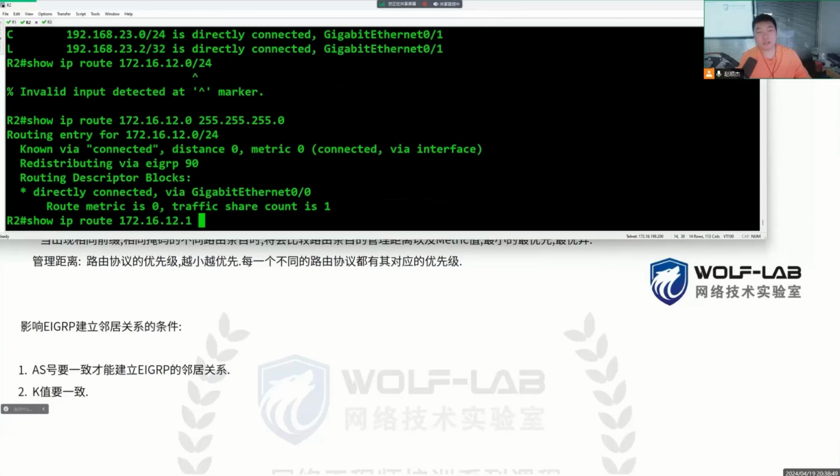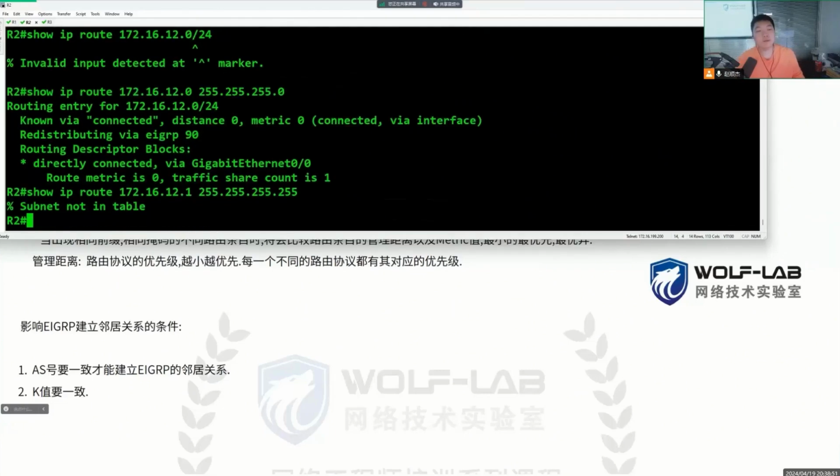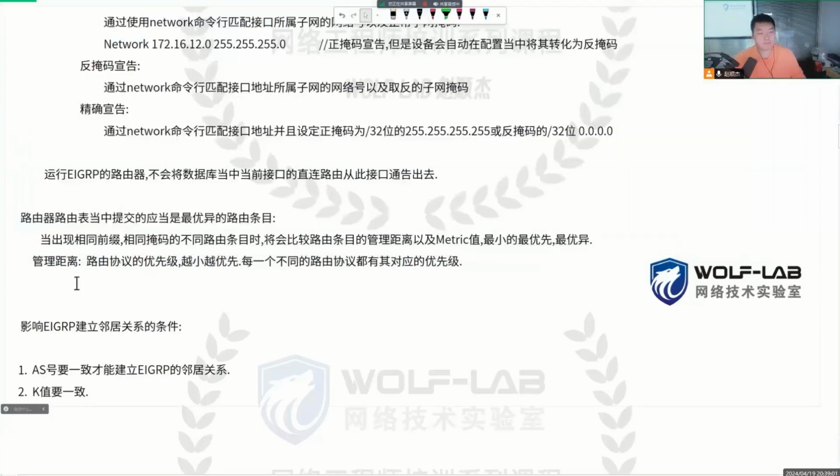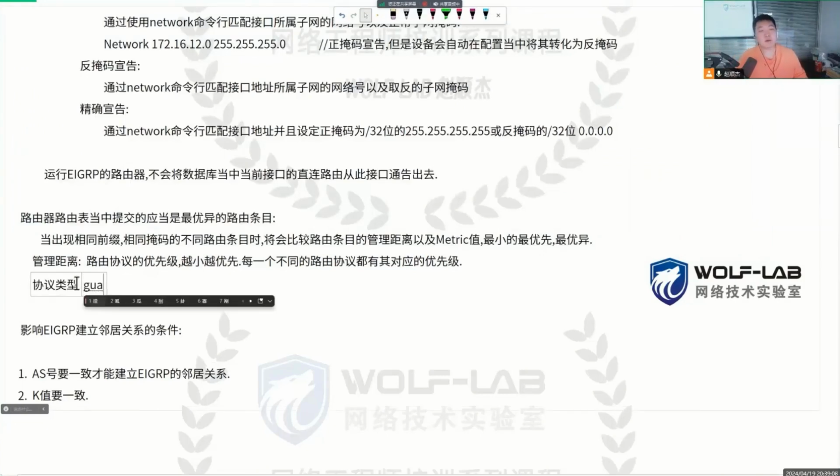Let's list it out, because students might not have finished NA. Make a table with protocol type, administrative distance, and metric value. The direct route has administrative distance 0 and metric value 0. The host route has administrative distance 0 and metric value 0.